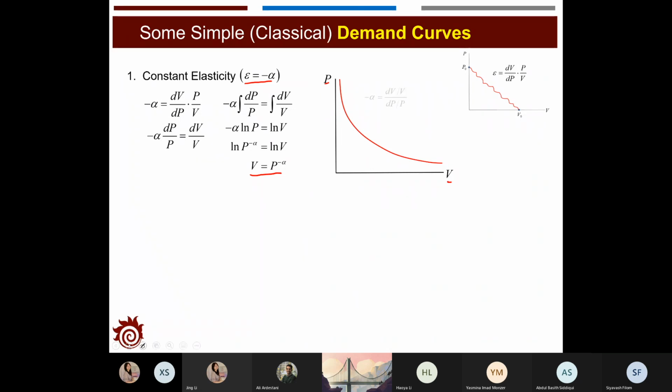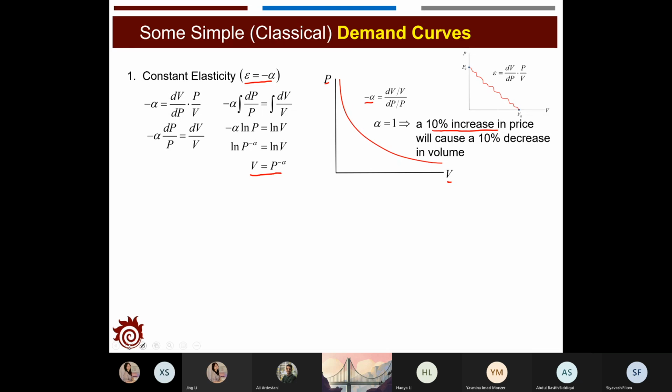And this indicates that the minus alpha shows what kind of percentages you can observe for the changes of the volume with respect to the changes of the price. So here, if alpha equals 1, it indicates that if you have a 10% increase in the price, then you will have the same amount of decrease in the volume, because the elasticity is minus alpha, so it's -1. That's for the case with alpha equal to 1.